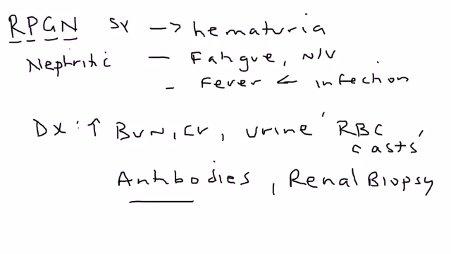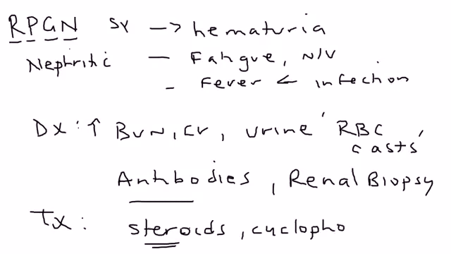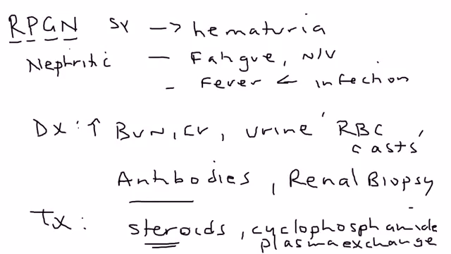The antibodies directed against the glomerulus can result in the inflammation, so that's why you test for those. And then the treatment, you've got steroids, most effective, cyclophosphamide, and plasma exchange. And that's the very basic summary.